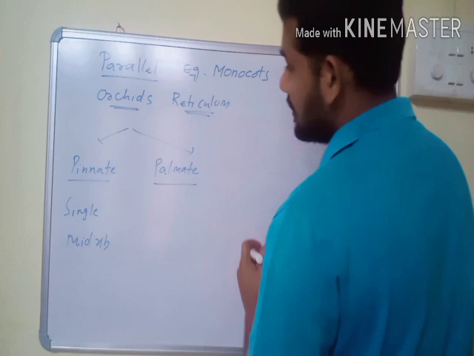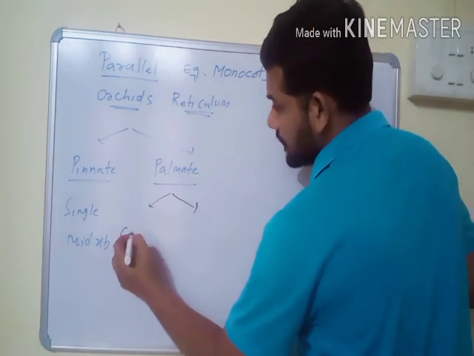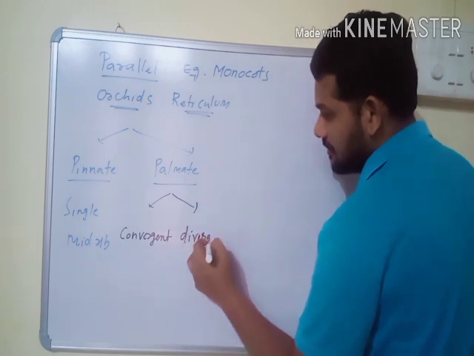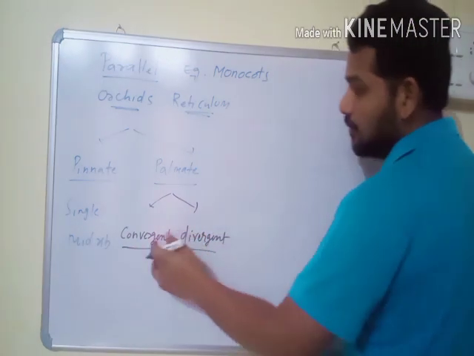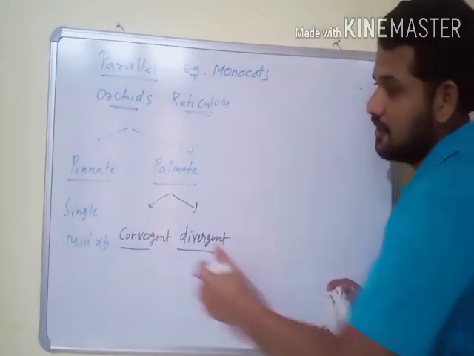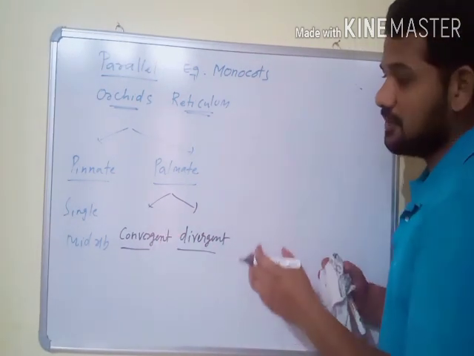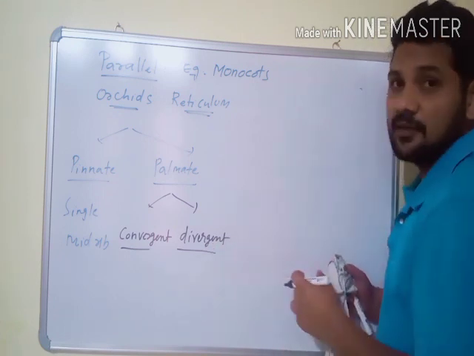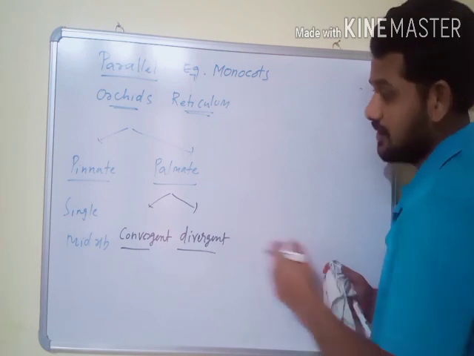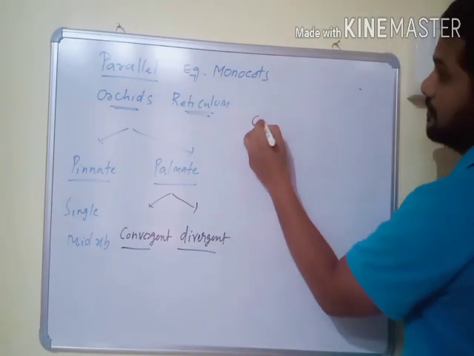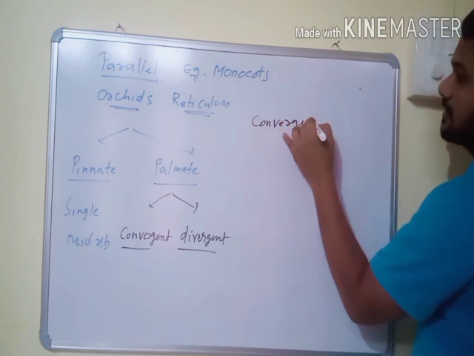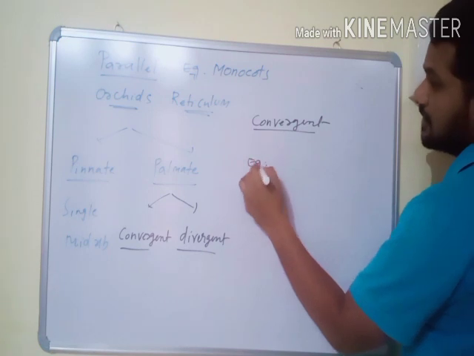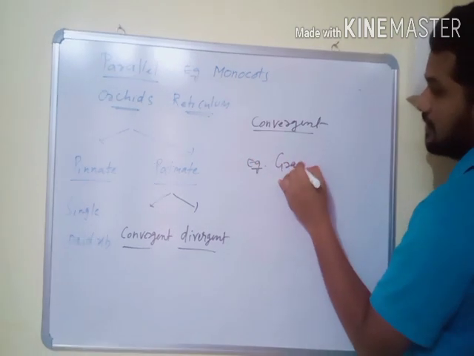Again, it has two different types: convergent and divergent. In both these types, lamina has many midribs. But in convergent, all midribs fuse at the apex. In divergent, all midribs run from base to apex of the lobes. In this type, the lamina is divided into lobes. The first one is convergent. Convergent palmate parallel venation. Example, usually this type of venation is present in grasses.